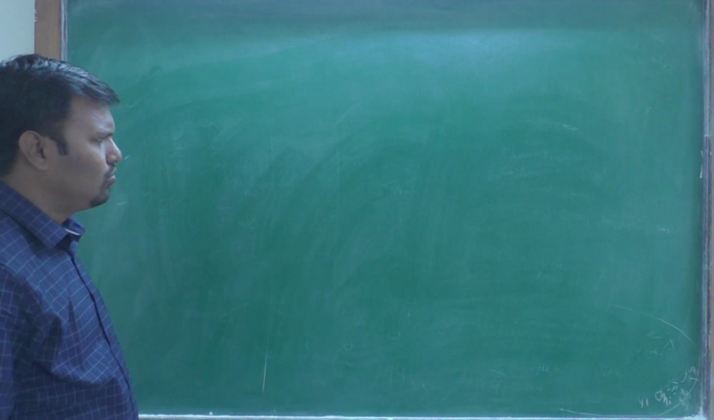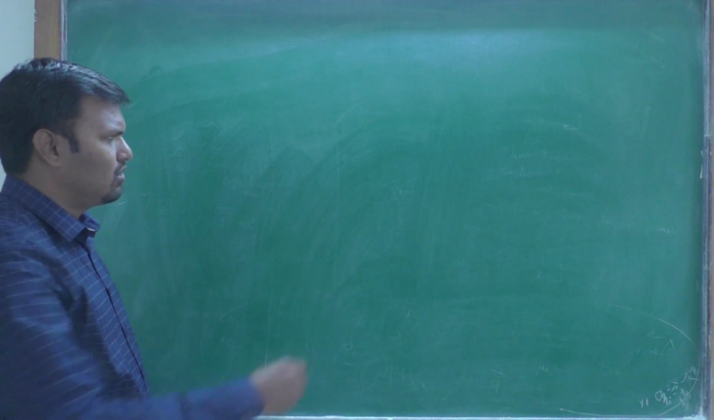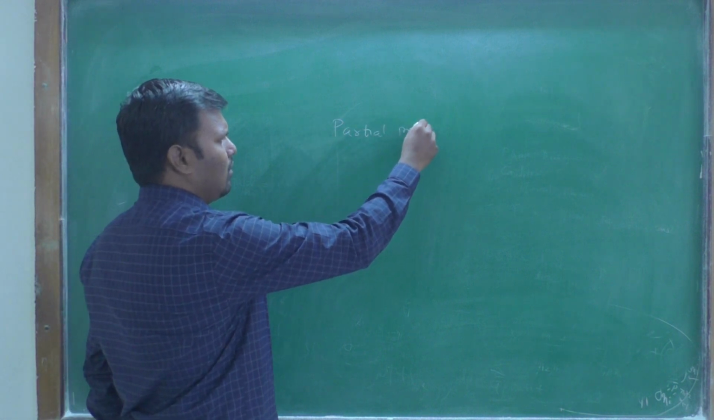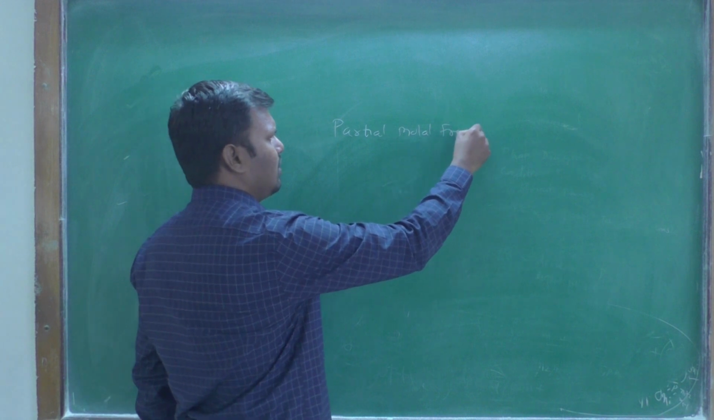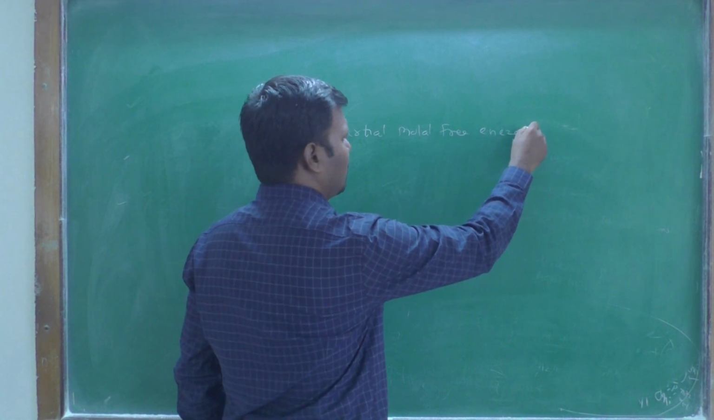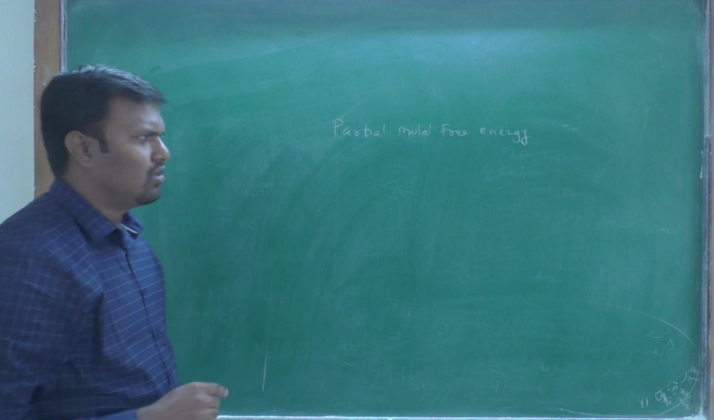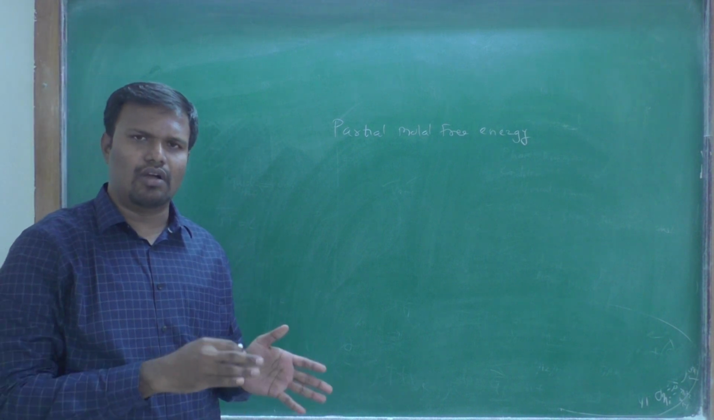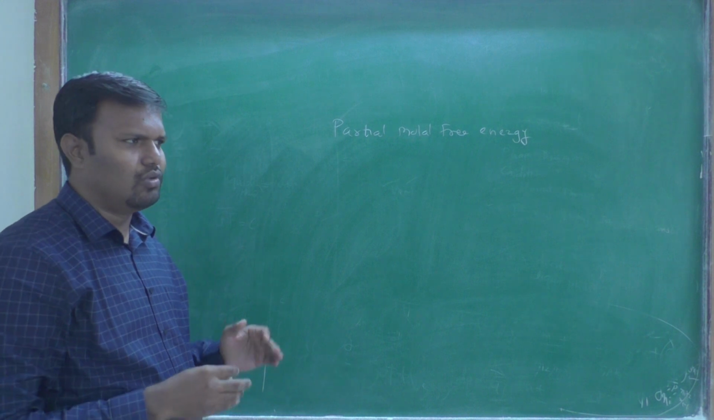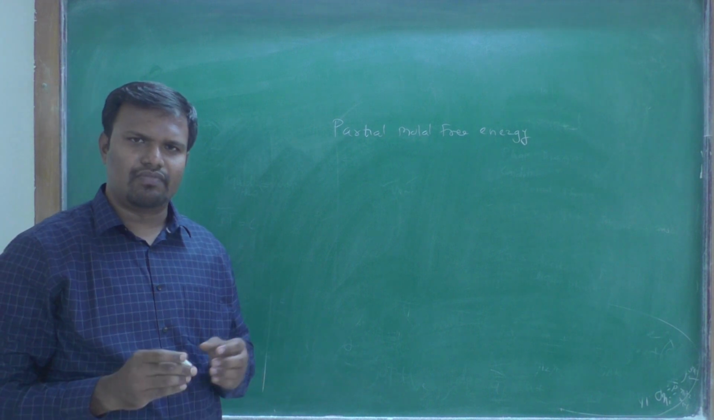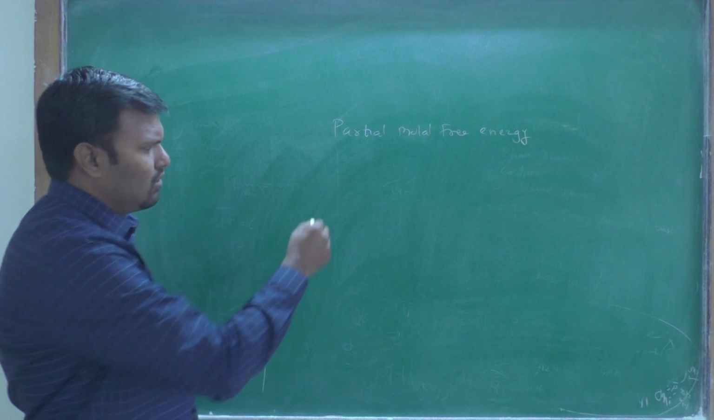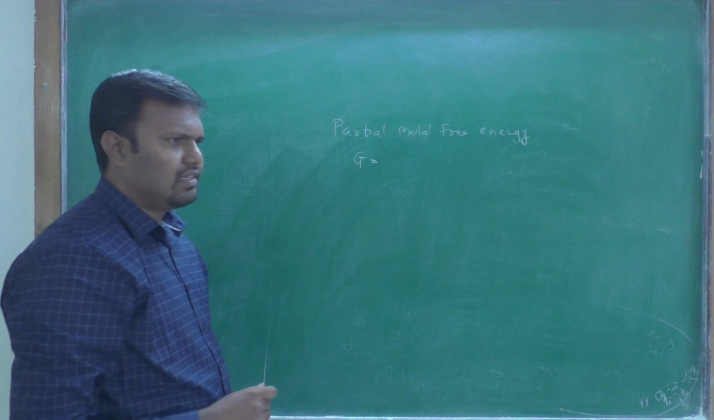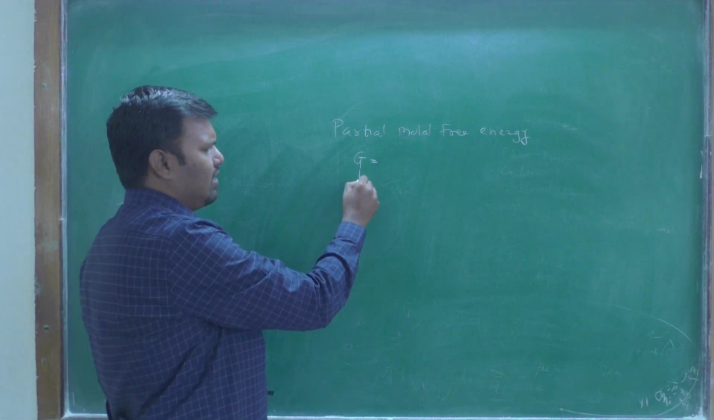Dear students, today we will discuss the partial molar free energy. Okay, the free energy, the concept was given by Gibbs. The available energy to do work is called the free energy. The notation for free energy is G, and it is an extensive property.